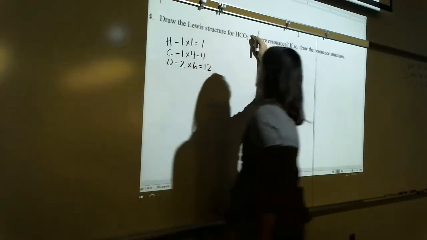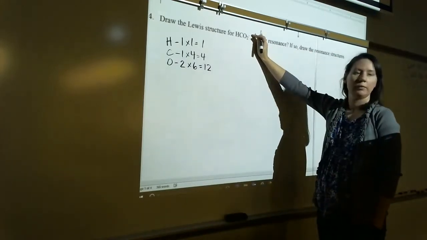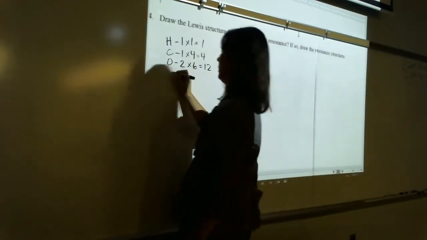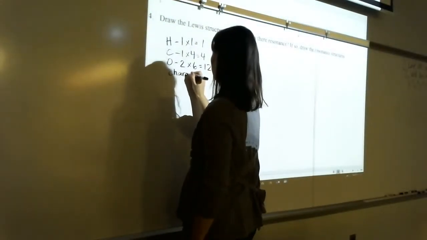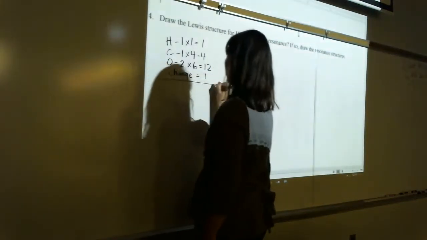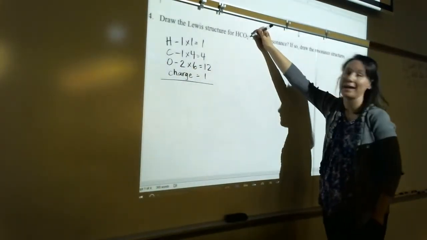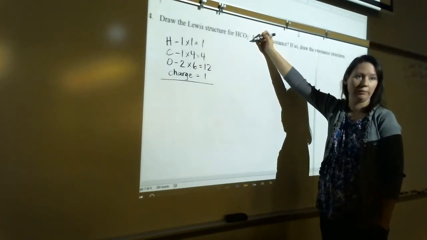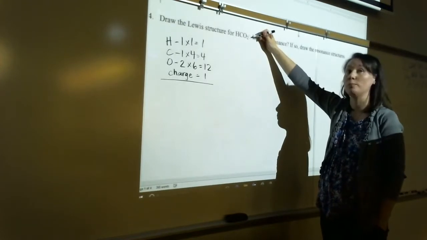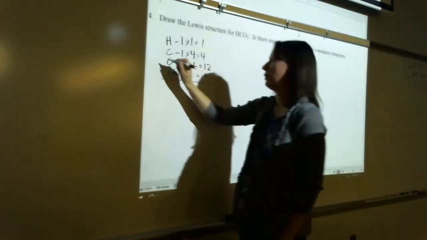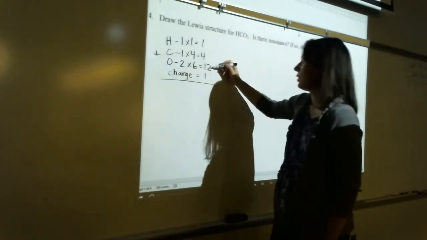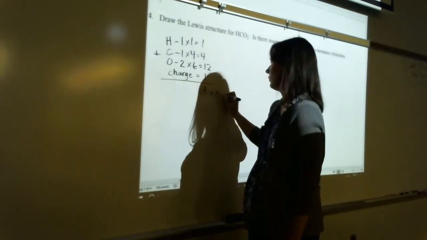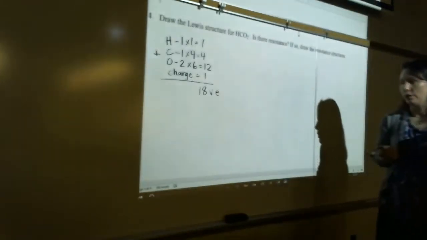Now this is HCO2 minus. This has got a minus charge. So I add 1, right? Because this is a negative, that means it's gained extra electrons, right? If this were HCO2 plus, what would you do? Subtract. But because this is HCO2 minus, you add 1. Okay, so now we just add all those up. So 16, 17, 18. Okay. So now we know the number of valence electrons.